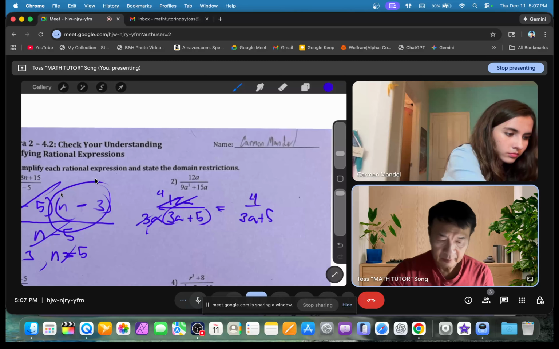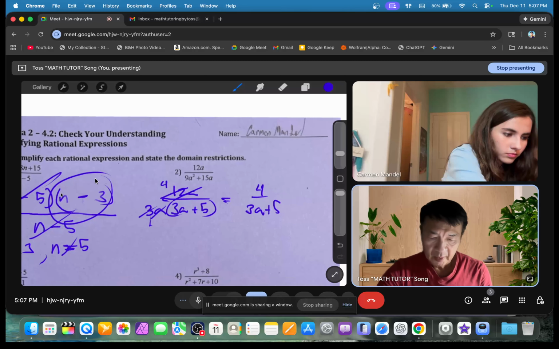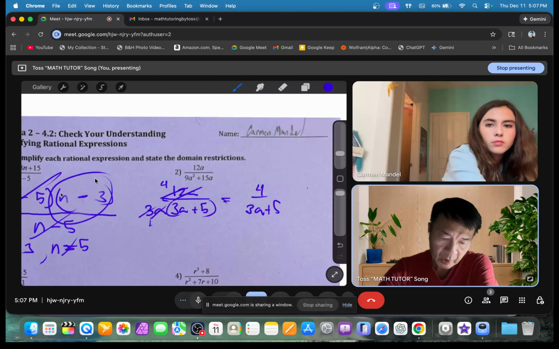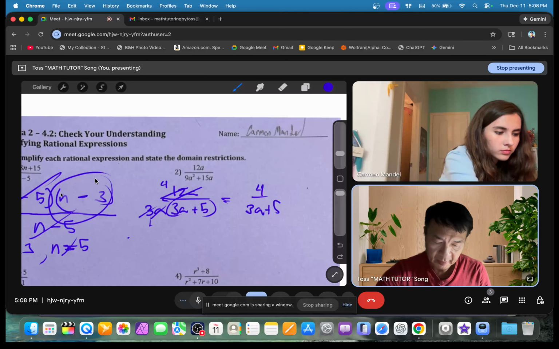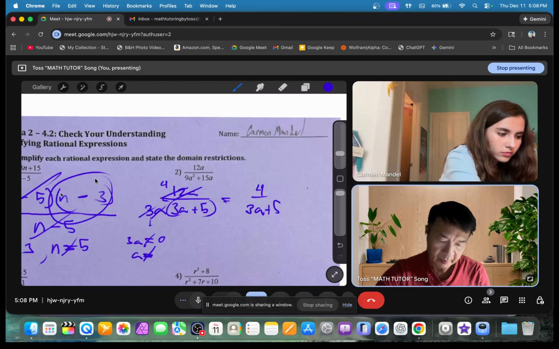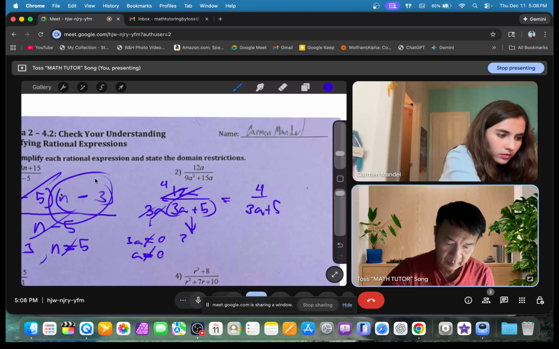Now, the restriction, you should be writing for both of the factors down here. So what I mean by that is that 3a should not be equal to 0. Therefore, you divide both sides by 3, but you still keep the not equal sign, so a is not equal to 0. The first restriction would be that, and then the second restriction would be this one, not equal to 0.